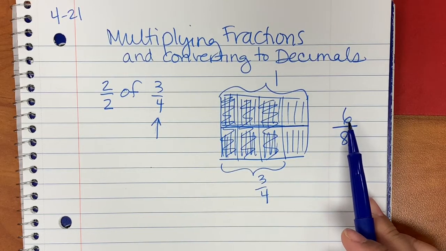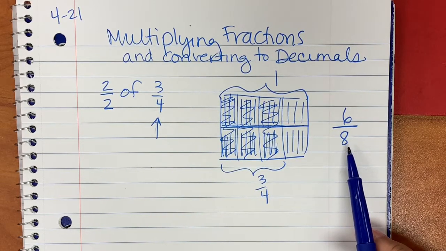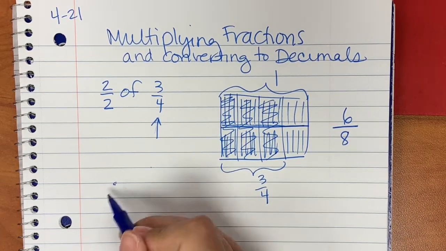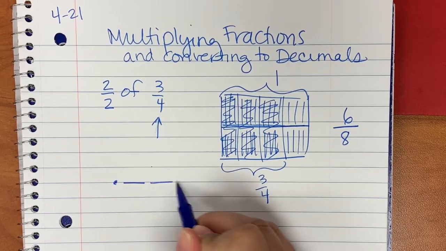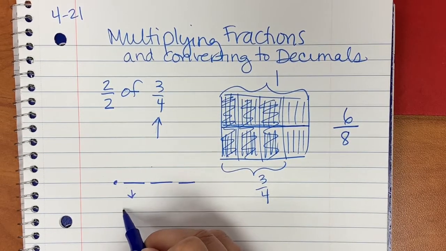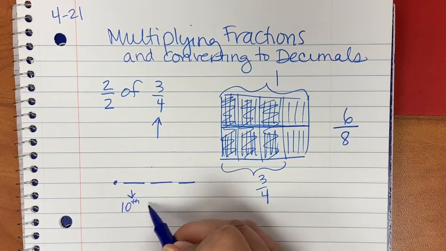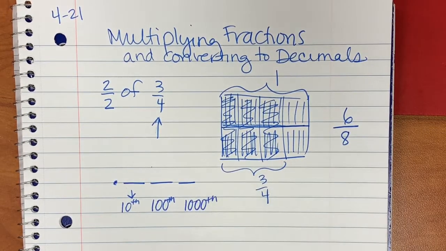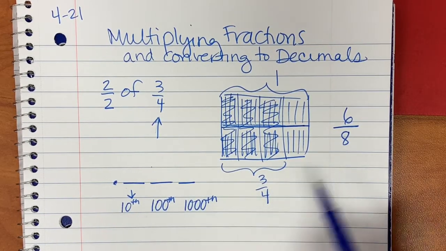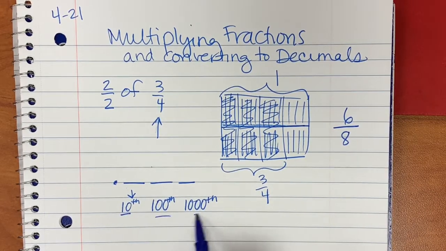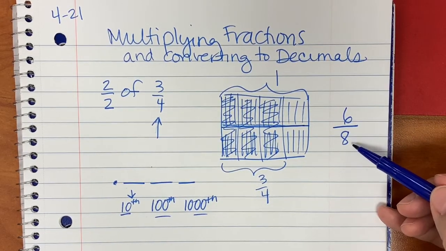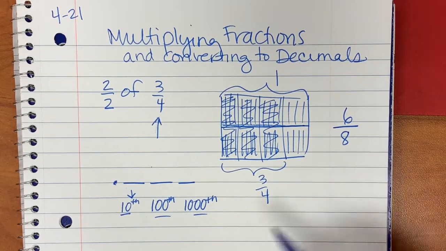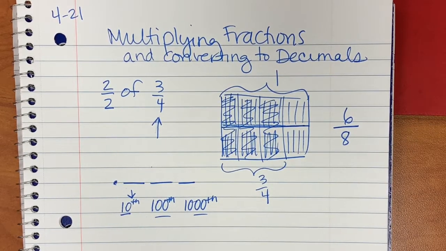And so if we're doing 6 over 8 as a decimal, we can't really do that because in decimal format, right, you've got tenths, hundredths, thousandths, and so on. But in order to write it straight into a decimal, you need to have a denominator of 10, 100, or 1,000. We don't have that here. So there's some ways to get to this denominator.